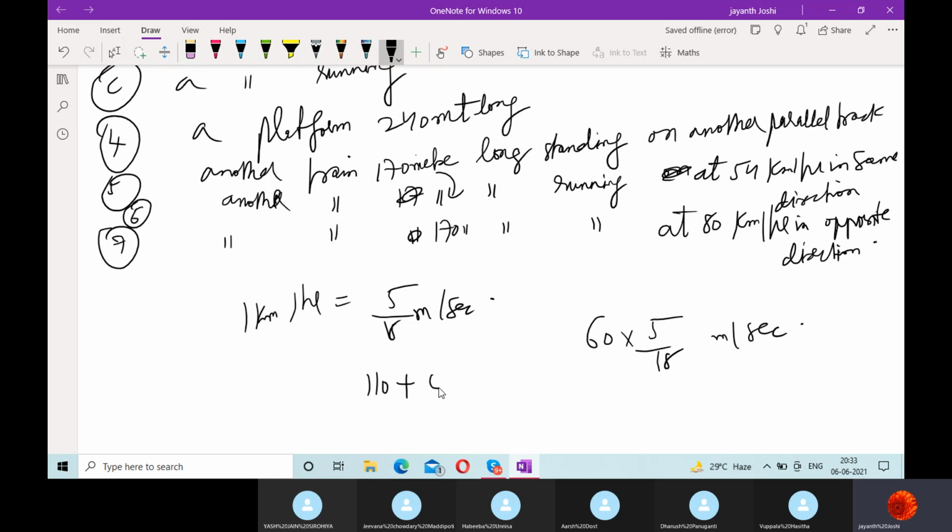It has negligible length. Divide by speed of the train. What is the speed of the train? 60 into 5 by 18, minus the object, which is not moving, stationary, 0. So let's solve this: 110 into 18 whole divided by 60 into 5. This 18 would go up. Now you can solve this. What are you getting?